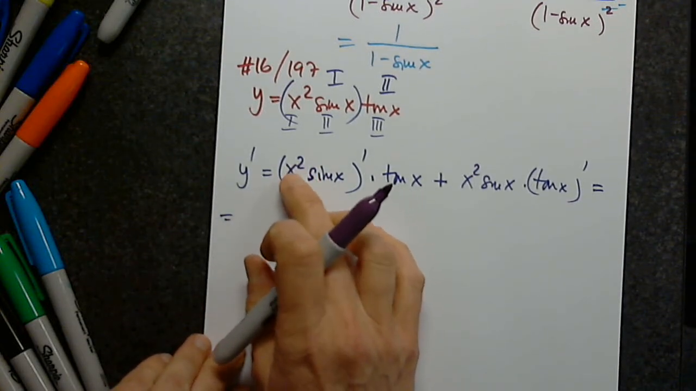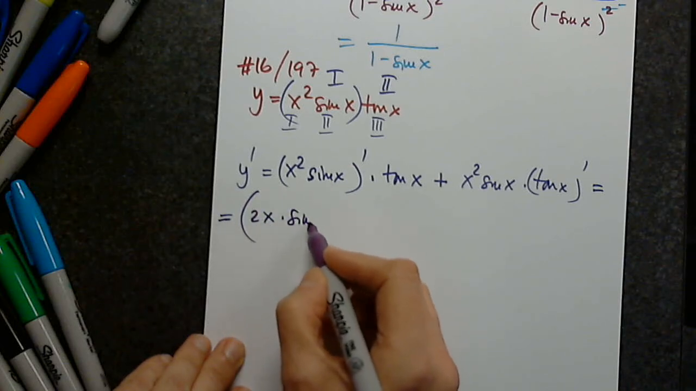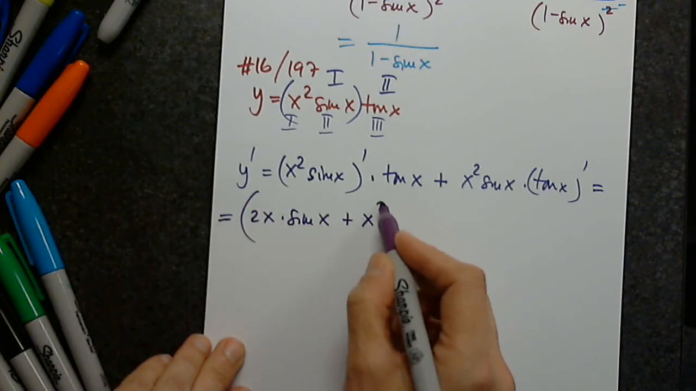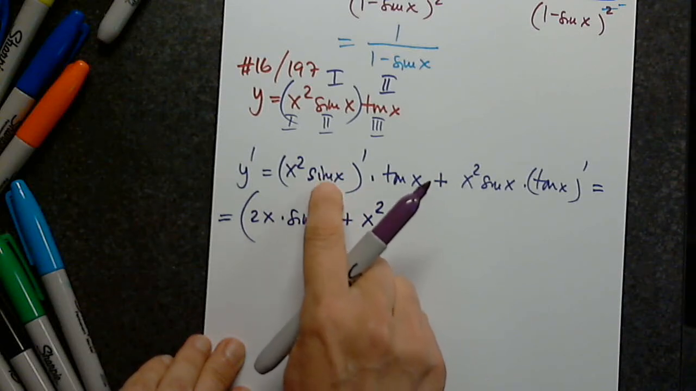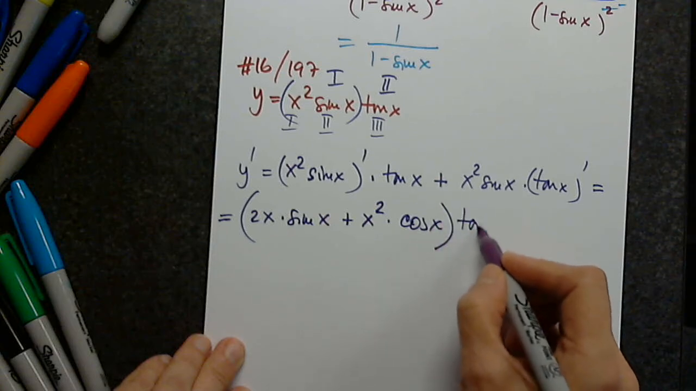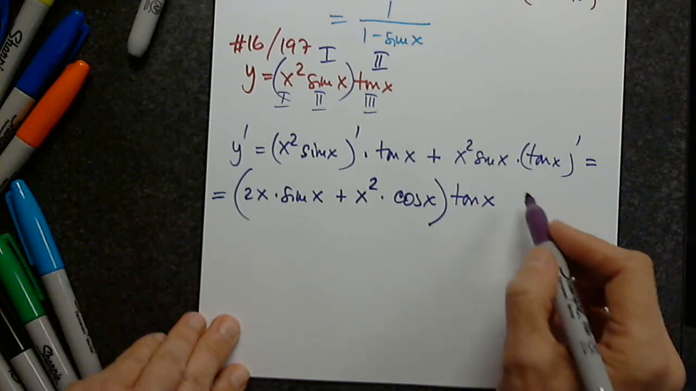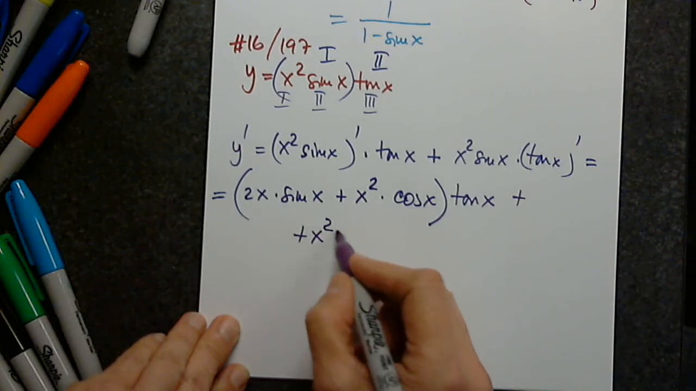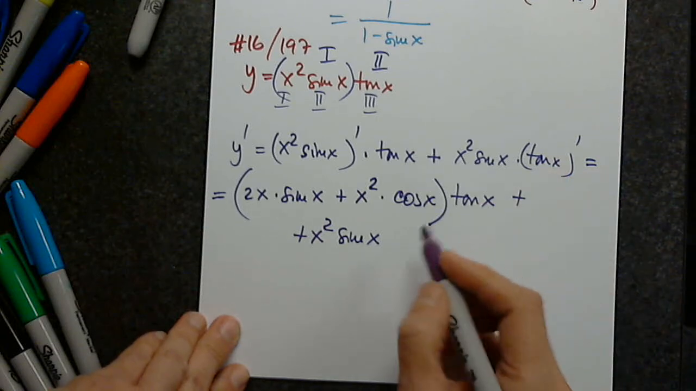The first function prime, 2x, times sine x plus x squared multiplied by the second function prime, which is cosine x, and everything multiplied by tangent x, plus x squared sine x, and now tangent x prime we know is secant squared.